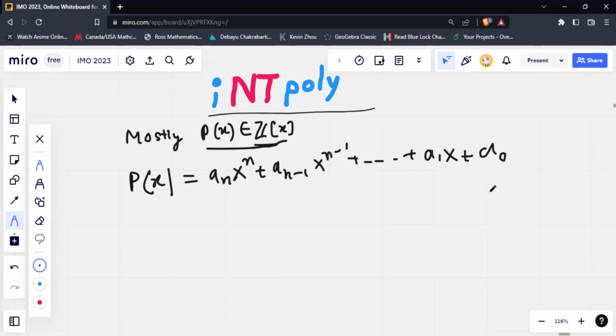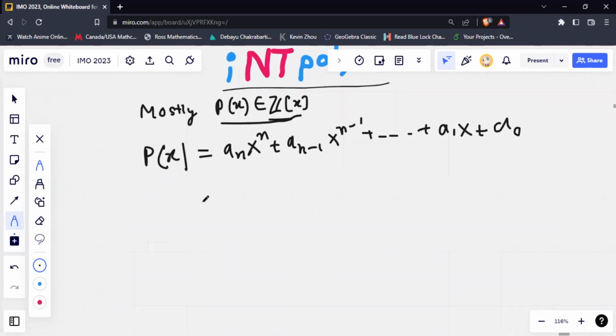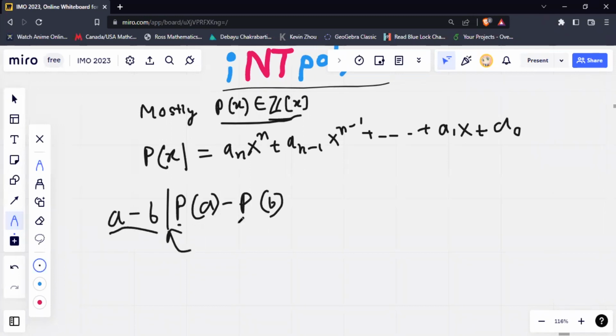So we will look at a lot of problems and stuff. But first, we'll look at how divisibility works. And I hope everyone knows how it works with numbers in general. So we have this property. If anyone's wondering what this means, it just means that a minus b divides P of a minus P of b.